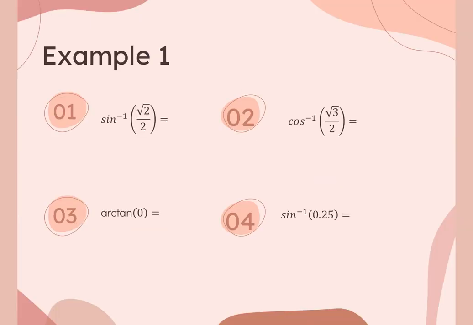So these examples will look like this. Notice it goes back and forth between sine -1 and arc tan. Those arc and -1 notations mean the same thing. Number 1 says sine -1 of root 2 over 2. What's the answer to that? Pi over 4. Pi over 4 is where sine is root 2 over 2. Again, we're starting in the first quadrant. Cosine -1 of root 3 over 2 is pi over 6.